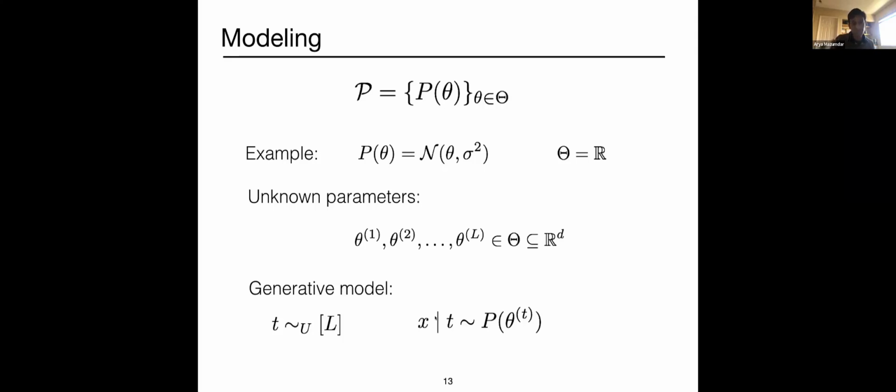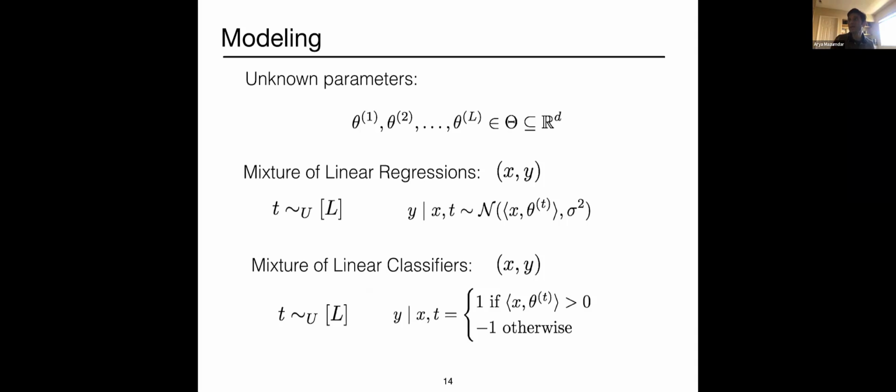So this is for unsupervised learning. For supervised learning, you can have mixture of linear regression, where you can similarly have unknown parameters, theta1, theta2, up to thetaL. These are the parameters that you want to recover, and this can all be high dimensional.